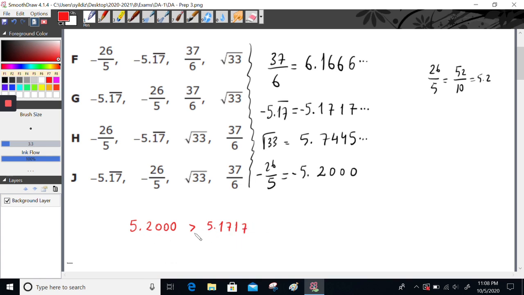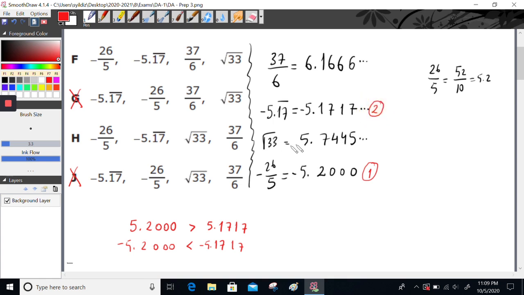But if we just make them negative numbers, negative 5.2000, we have to reverse the inequality sign. It's going to be negative 5.2000, and this is smaller than negative 5.1717. So here, this is the smallest number among these numbers. Negative 26 over 5 is going to be the smaller number. Okay, so that means we can just cross this out, and we can just cross this out. So this is the smallest, as you see. Let me put the number first, which means smallest for this question. And then this is going to be the second smaller number.